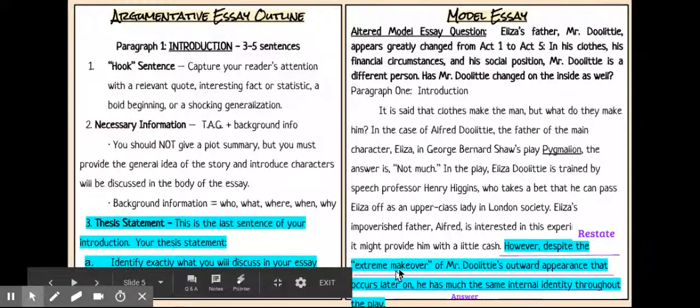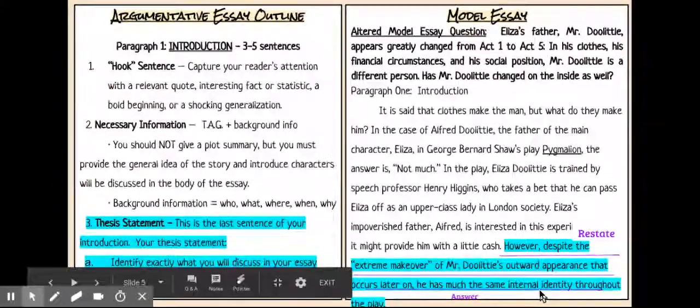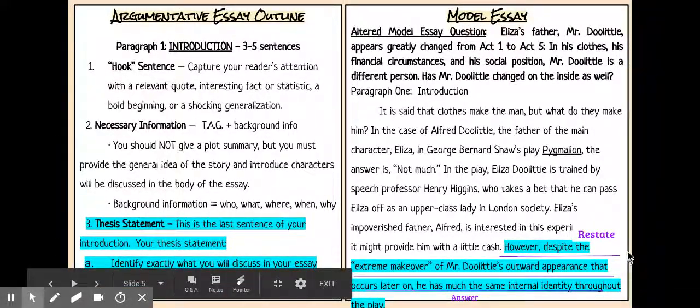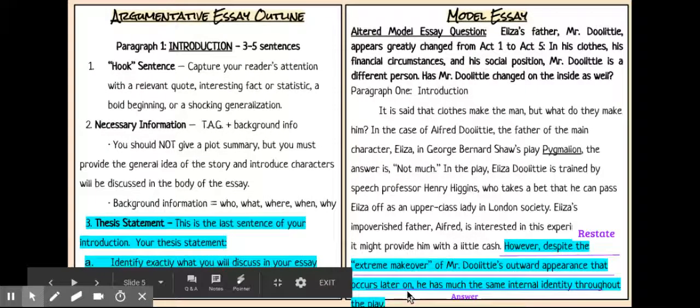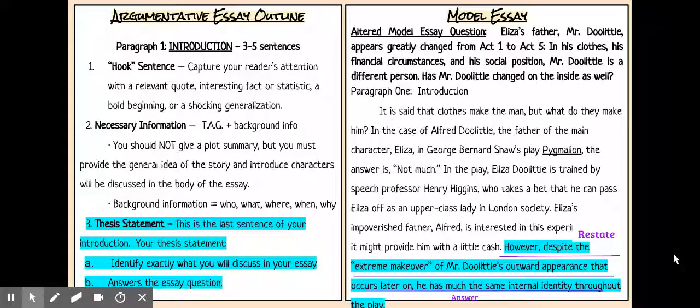Despite the extreme makeover of Mr. Doolittle's outward appearance that occurs later on, that's restating, then they answered, he has much the same internal identity throughout this play. So they restated the question, which is, did he change? And then they answered it. According to this essay, no, he has not changed. He remained the same. Please pause the video during this time and make sure that you restated the question.